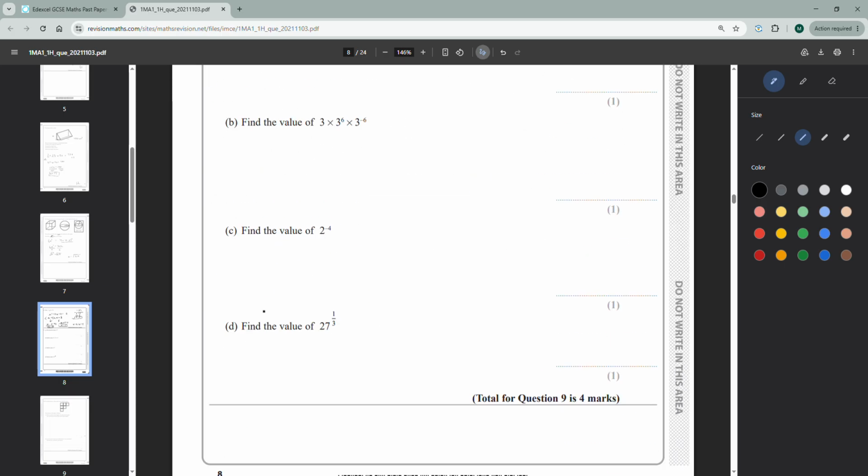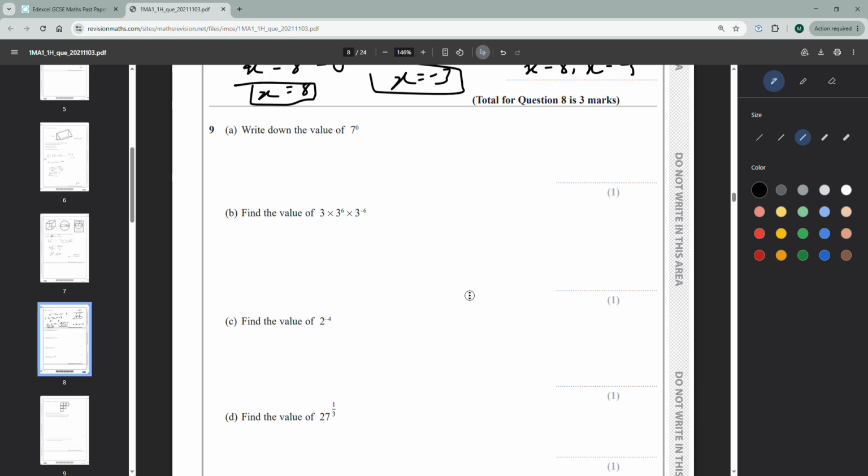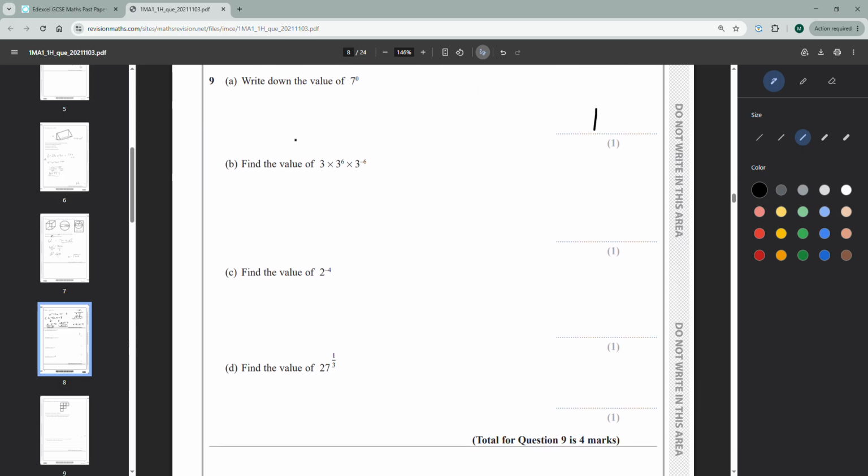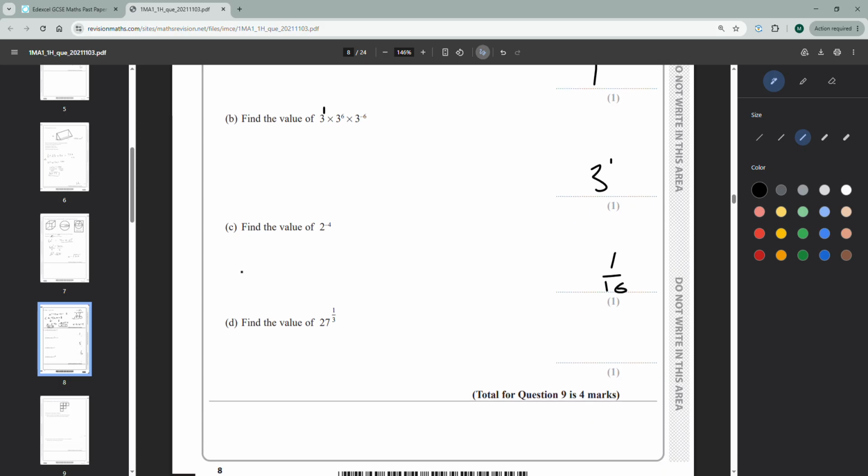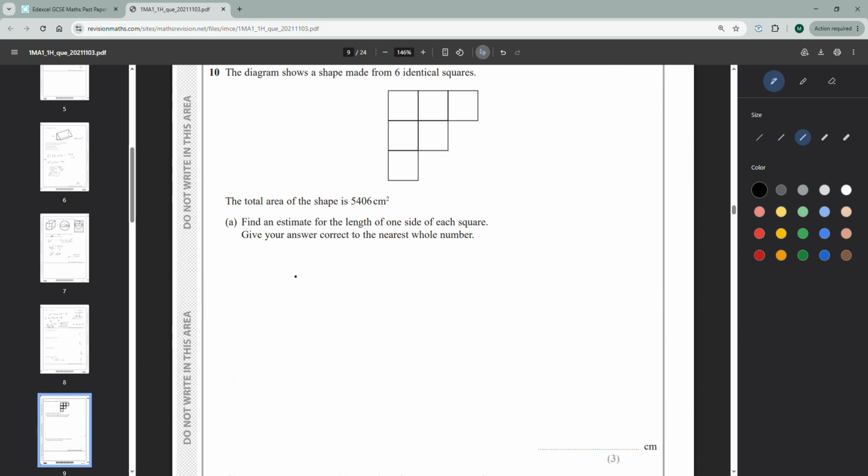Oh my god, I love this topic. We're literally doing this right now. Alright, 1. Okay, and that's a 1. 7 plus 6 is 3 to the power 1. That is 1 over 6, 1 over 32, 1 over 16. This is going to be 3 because 27 cubed is 3. Okay, this is the one.